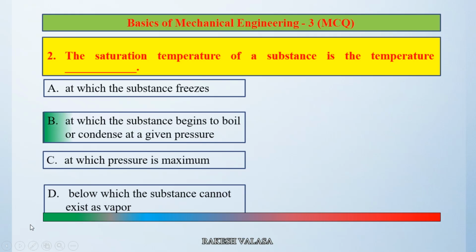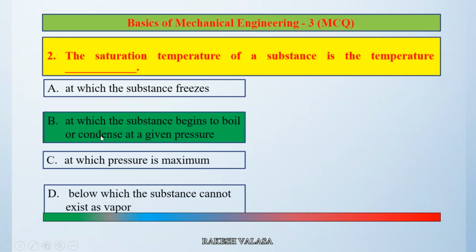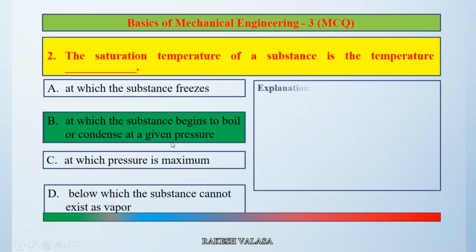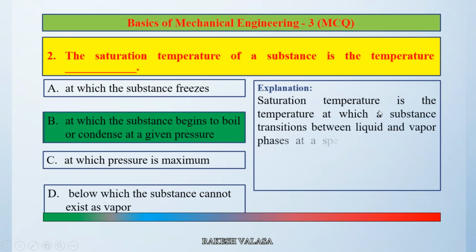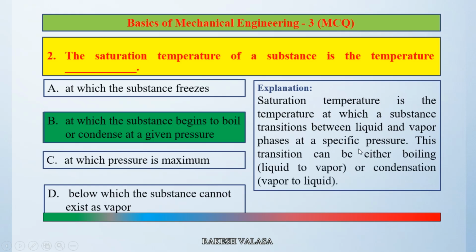The correct answer is option B, at which the substance begins to boil or condense at a given pressure. Let us see the explanation. Saturation temperature is the temperature at which a substance transitions between liquid and vapor phases at a specific pressure. This transition can be either boiling, that means liquid to vapor, or condensation, that means vapor to liquid. So the correct answer is option B, at which the substance begins to boil or condense at a given pressure.